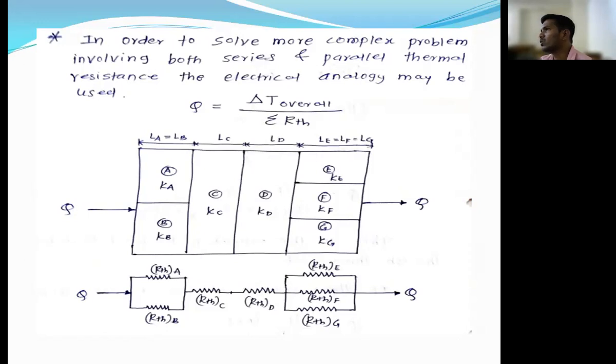Q is equal to delta T overall divided by summation of thermal resistance. So this is the standard equation. By using that we have to calculate the Q. Okay, Q is equal to delta T overall. So whatever the complex problem is there, we have to take the overall temperature difference of that particular complex diagram divided by summation of thermal resistance.